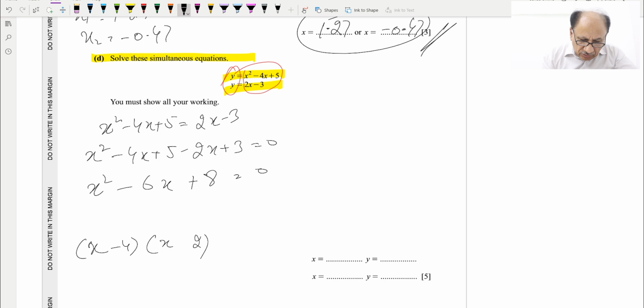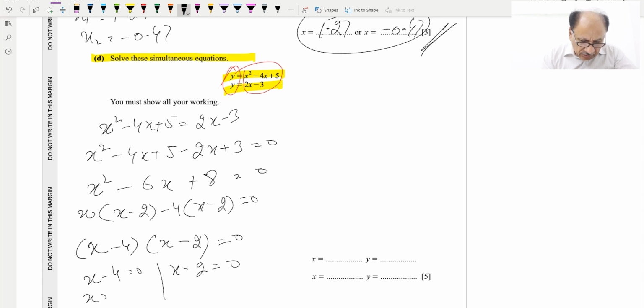So here, if we multiply, x square minus 2x, yes. So in the intermediate step we can write x into x minus 2 and minus 4 into x minus 2 is equal to 0. So x minus 4 equal to 0, and x minus 2 is equal to 0. So x is equal to 4 and x is equal to 2.